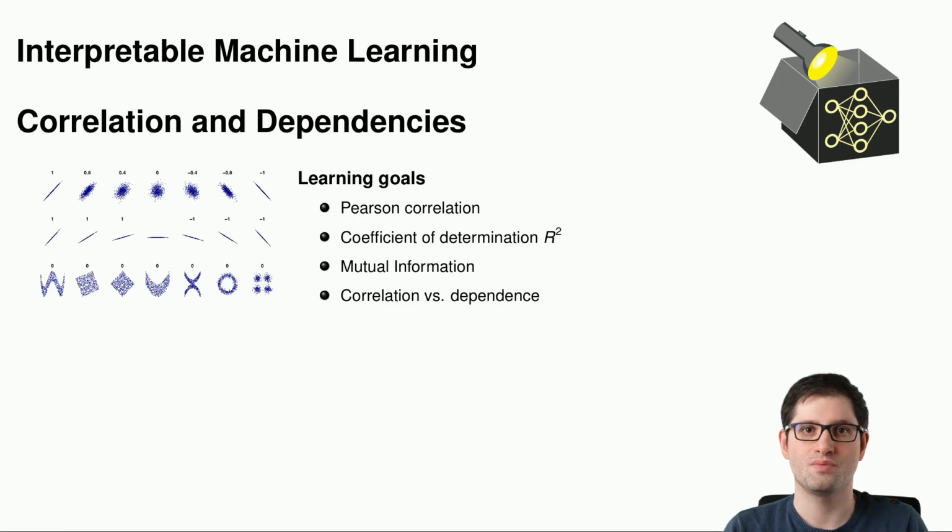Hi, in this chapter we are going to talk about correlation and dependencies. We will start with the Pearson correlation and show the relationship to the R-squared measure and introduce a more general term of feature dependence with the mutual information as an example measure.